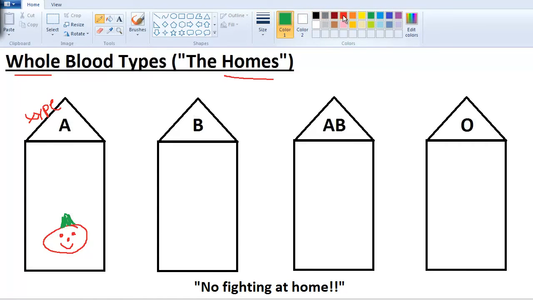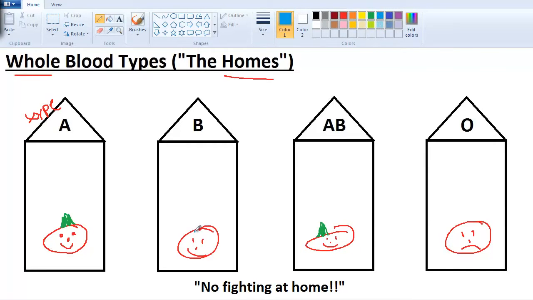Let's draw in the other red blood cells. Here's the B. Here's AB. And then we said, we're making him a sad face. So who else is going to have the A hat? Well, if they have A in their name, type AB blood, so they have the A antigen.